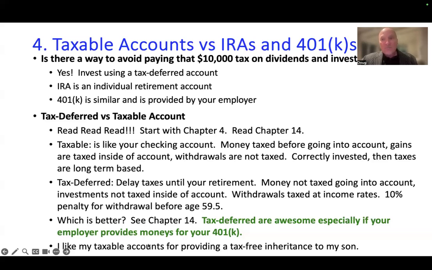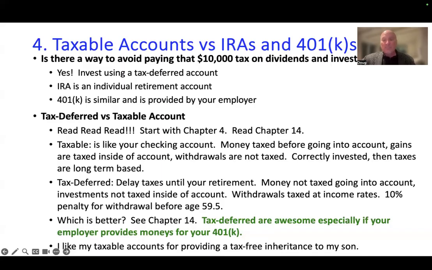But I do like my taxable accounts. I have both. And I really like my taxable accounts because, as you'll learn reading in the book, I can now pass those taxable accounts on to my son and he'll pay no tax at all. None. No capital gains taxes, nothing. It's called a step up basis, and I invite you to read about that.